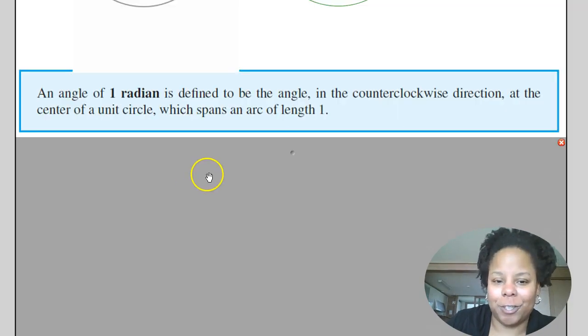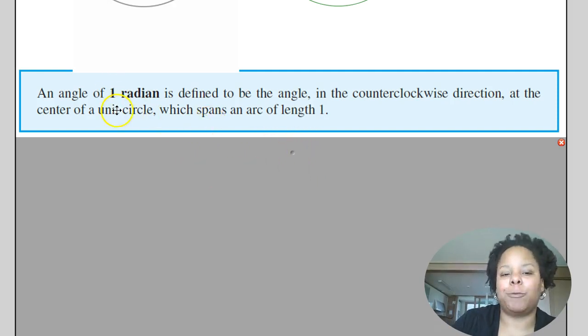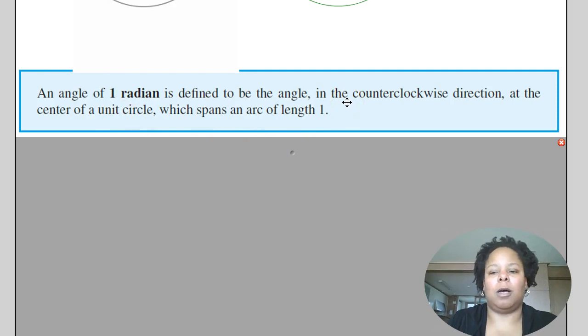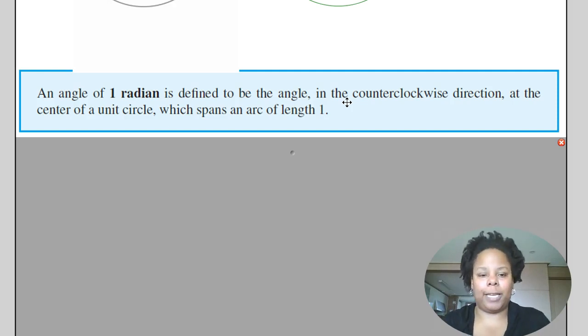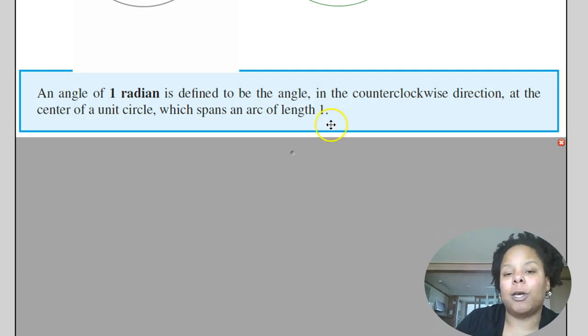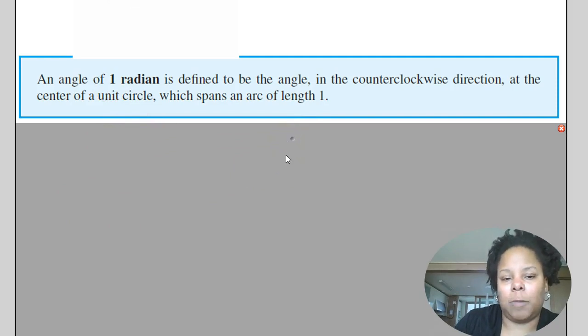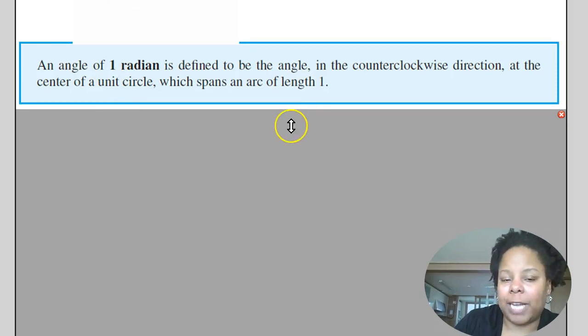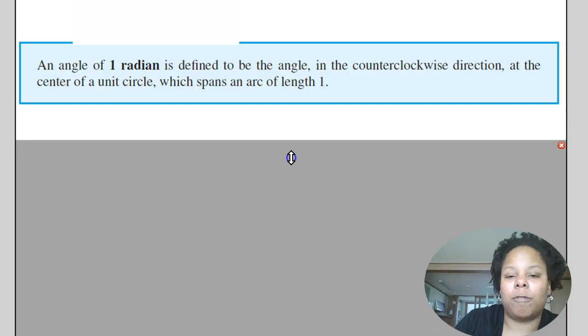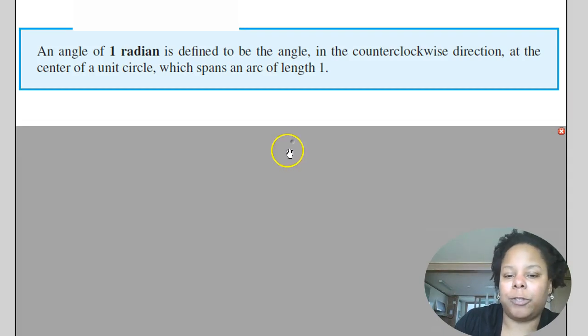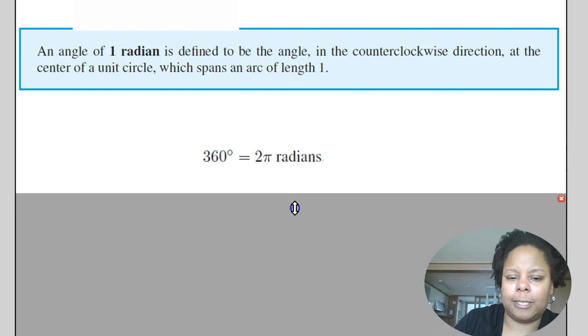at the center of a unit circle, which spans an arc length of 1. So therefore, 2 radians would be defined to be the angle at the center of the circle, which spans an arc length of 2 units, and vice versa. And we know that 6.28 radians, or 2 pi radians, would span the entire circle, as we saw before. Okay, so that's the definition of a radian. It's an angle measure, a way to measure an angle based off of the arc length that produces a length the same as the radius.